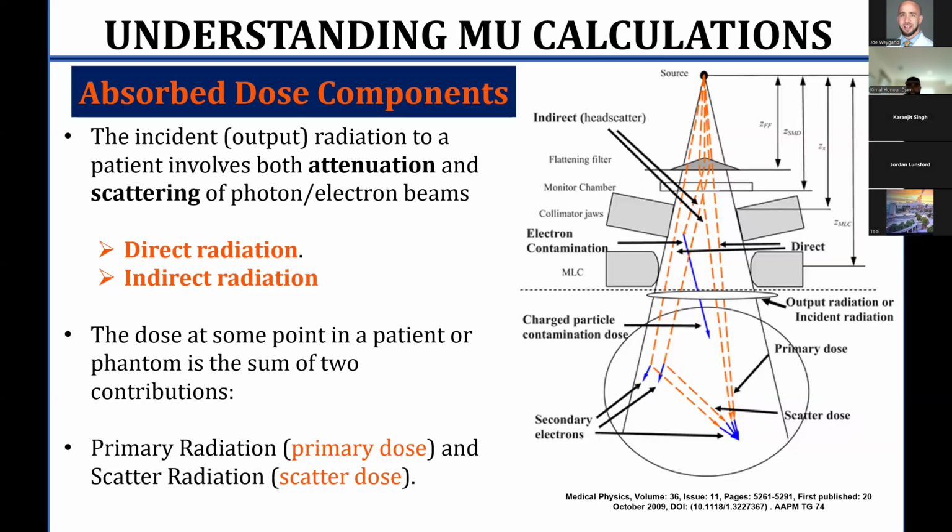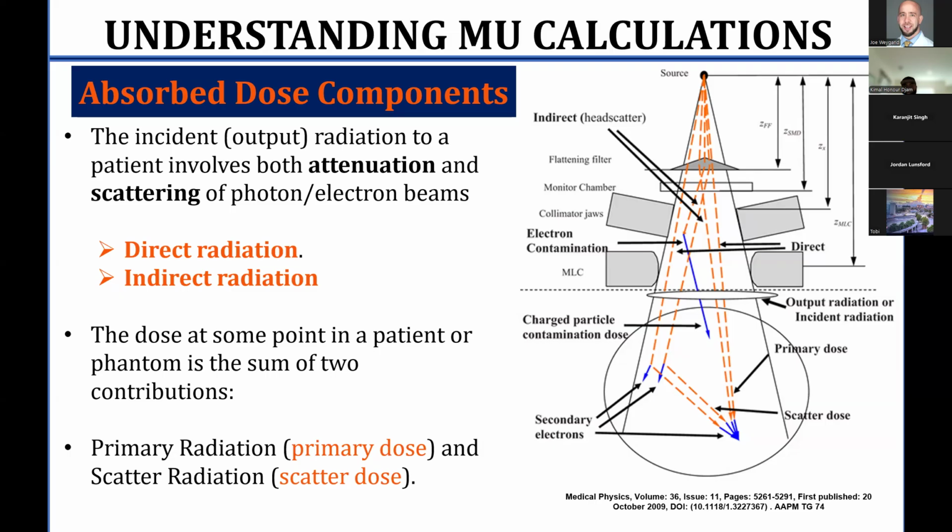You have direct radiation, which is the radiation, the photons or electrons, generated at the source or at the treatment head, the linear accelerator, and reaches the patient or the phantom without any intermediate interactions. In other words, this radiation has a straightforward path. This direct beam is responsible for a significant portion of the absorbed dose within a patient.